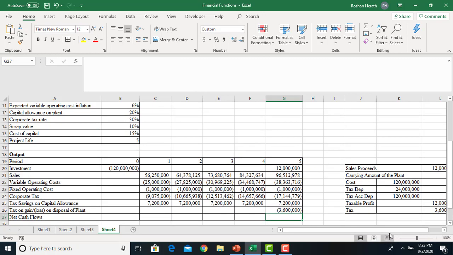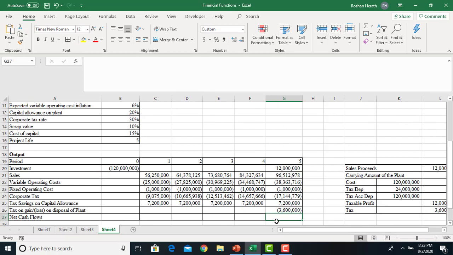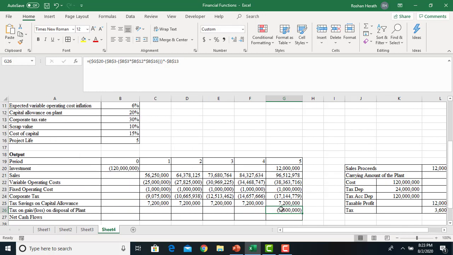So it comes 3.6 million. The same figure what you had got into, right? So why do I do it in such a comprehensive way? Rather than just taking this 12 million and multiplying it by the tax rate, if that is the case, you cannot apply it to all the cases.